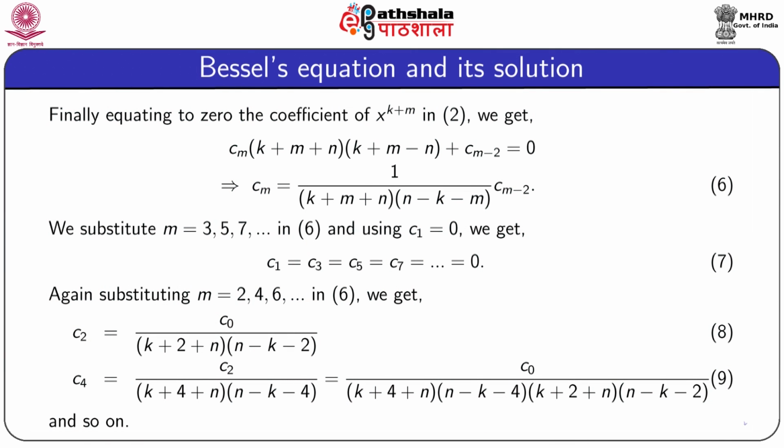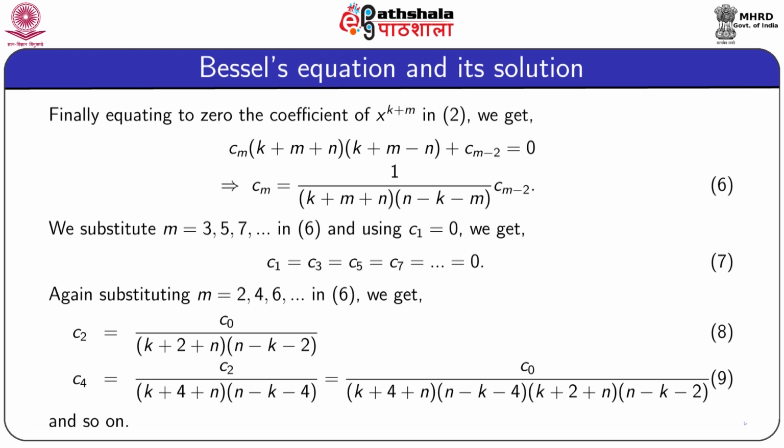Finally, we equate the coefficient of x to the power k plus m in 2, and we will get c m (k plus m plus n)(k plus m minus n) plus c m minus 2 is equal to 0. And this will imply c m is equal to minus 1 by (k plus m plus n)(k plus m minus n) times c m minus 2, given by equation number 6.